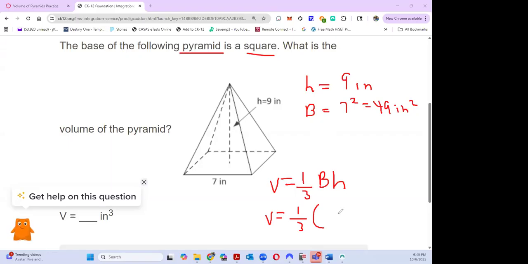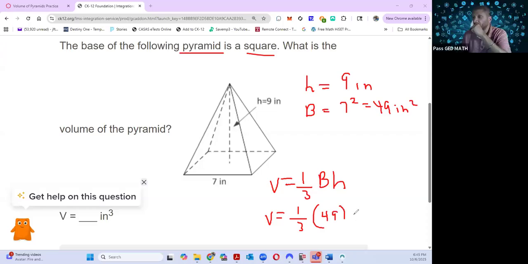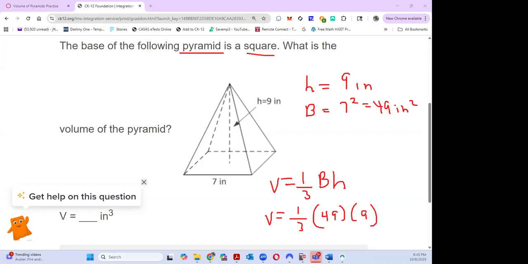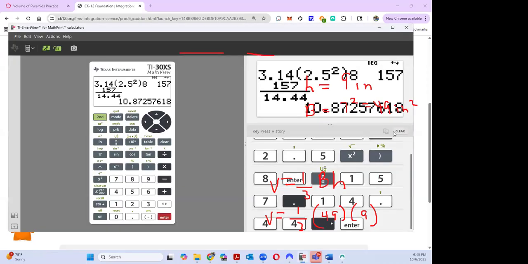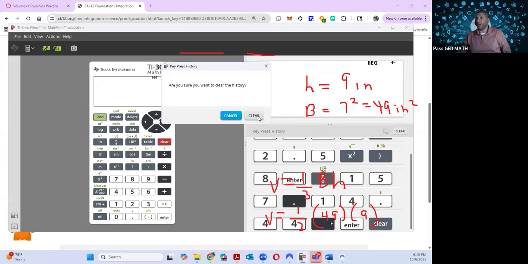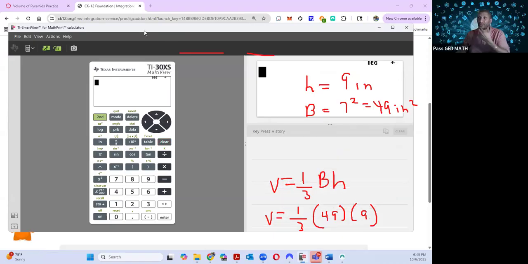49. What did we say our height squared was? 9. And we're gonna throw it right into our calculator. You don't have to put 49 squared, not with the calculator. You can't put 49 squared.